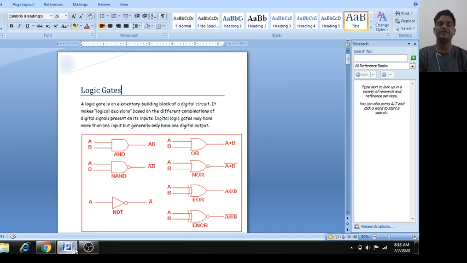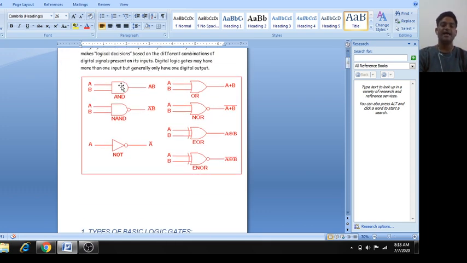What is a logic gate? It is a basic building block of any digital circuit. With the help of these logic gates, we can implement any combinational circuit. There are different types of gates: basic gates, universal gates, and arithmetical circuits.